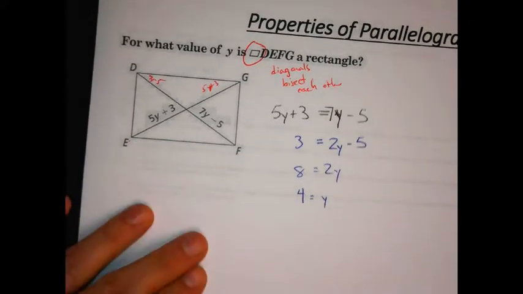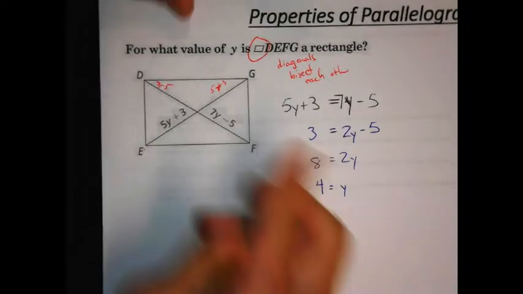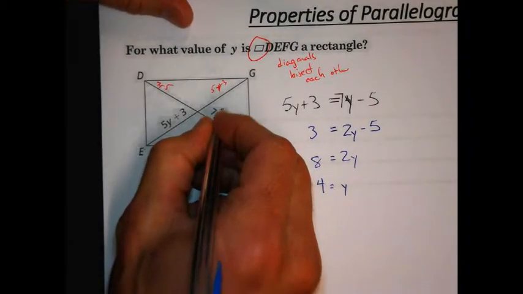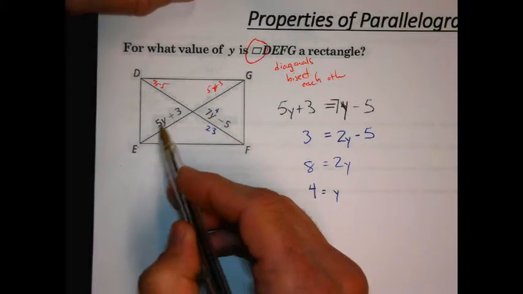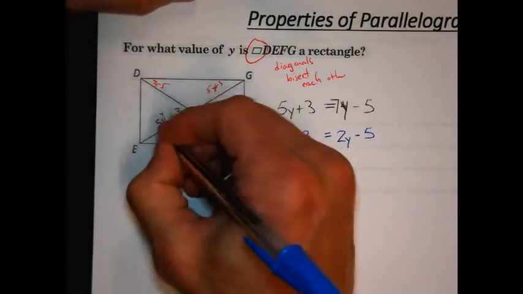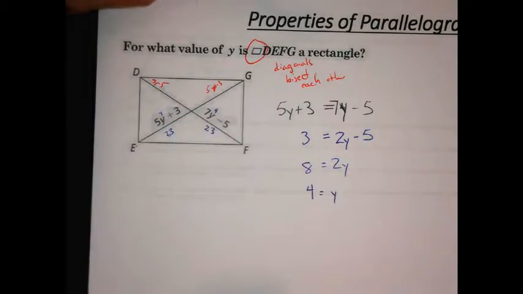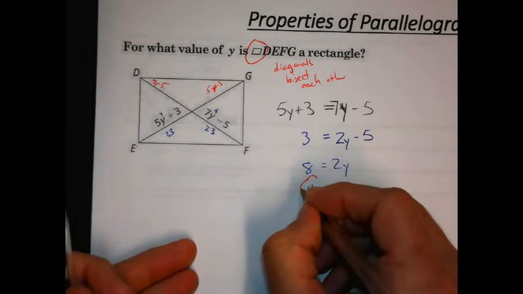Now just in case, let's test this out. What if I put a 4 here for y? 28 minus 5 is 23. I put a 4 here for y: 20 plus 3 is 23. Hey, all right, we're good. So we know the correct value of y is 4.